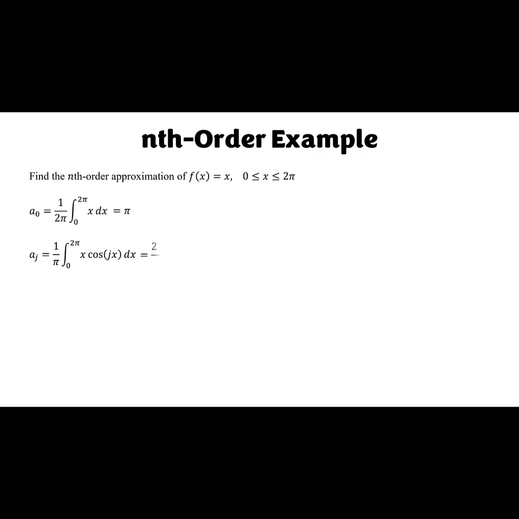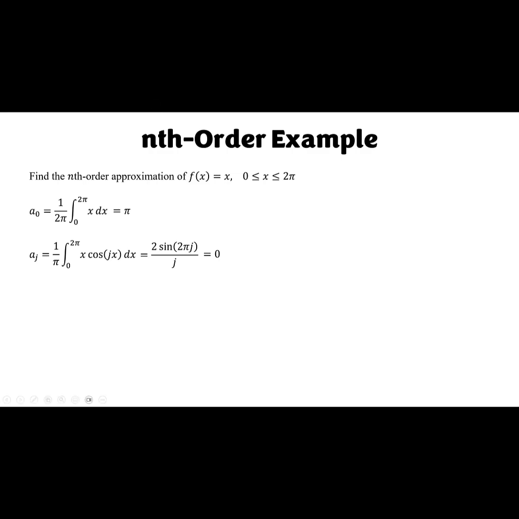I used Symbolab, and it gave me 2 times sine of 2 pi j, all divided by j. But notice, j is always going to be an integer: 1, 2, 3, 4, 5, 6. And sine of 2 pi times any integer is always 0. So those terms are always 0.